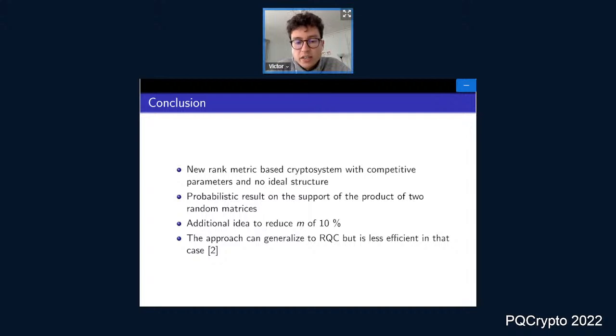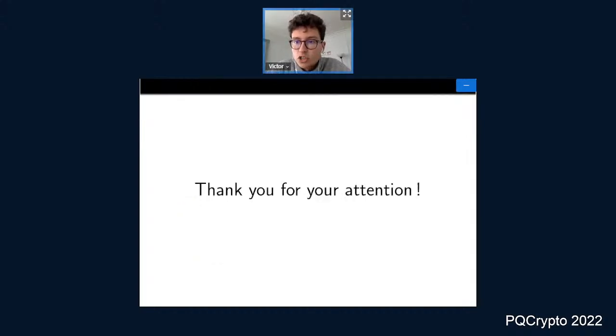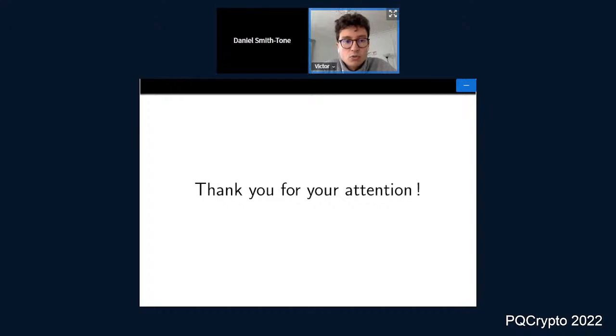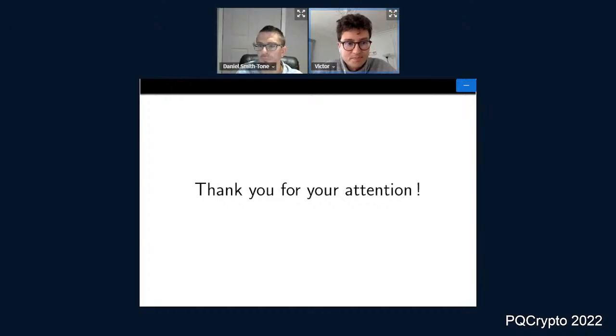So we proved precisely the decoding failure rate based on the probabilistic result on the support of the product of 2 random matrices, which is interesting from a mathematical point of view. And for future perspectives, we have additional ideas to improve the algorithm to reduce the size of the parameter m by about 10%. And there are also recent results on the generalization of our results to other rank-based crypto systems. Thank you for your attention, and I will be pleased to answer any questions.